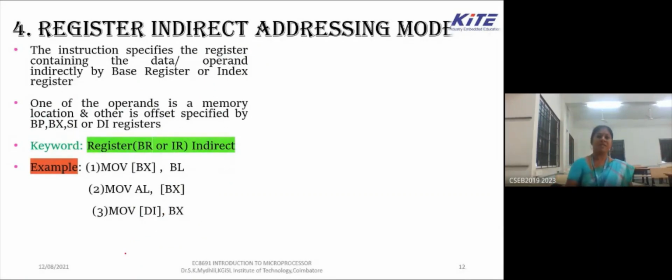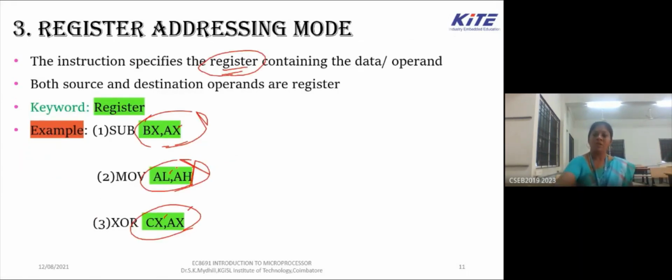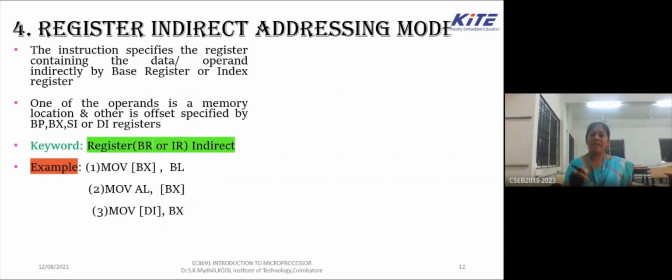So what does this register indirect addressing mode do? Here also we should go with the keyword base registers. We know what register addressing mode is: it is specified by means of some registers, as we saw in the previous example. So what is the register indirect addressing mode? Here also indirectly the operands will be stored in a specified location and moved to the address. The instruction specifies the register containing the data or operand indirectly by the register.